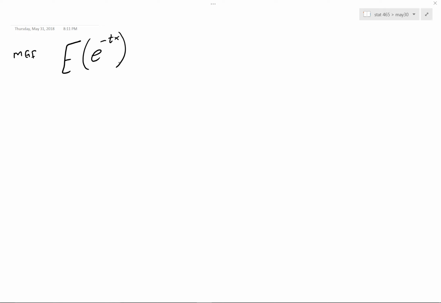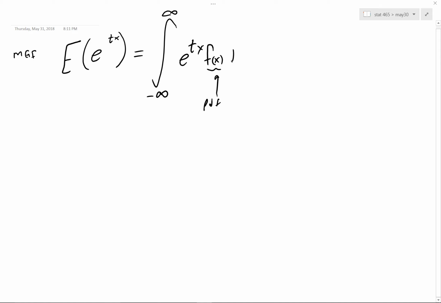Your book, so it's the expected value of e to the tx. It's actually e to the positive tx, my bad. And the reason for that will become obvious in a few minutes. But the expected value, of course, is going to be the integral from negative infinity to infinity of e to the tx times my function. This function is my PDF, dx, if x is continuous, obviously.